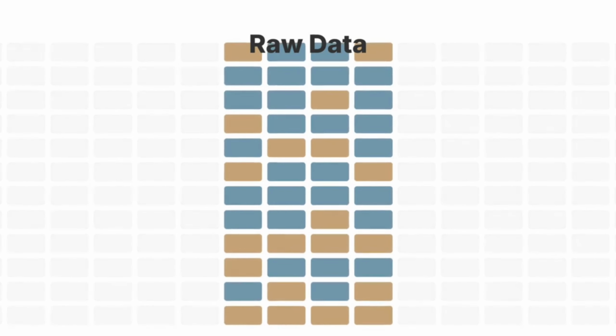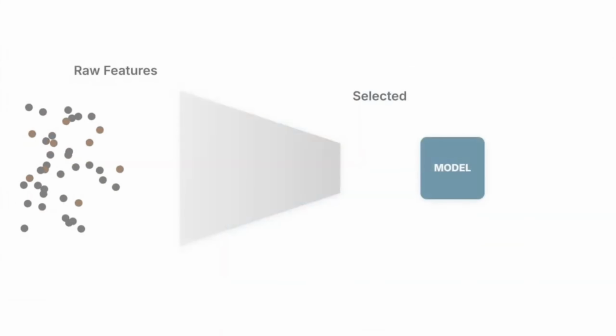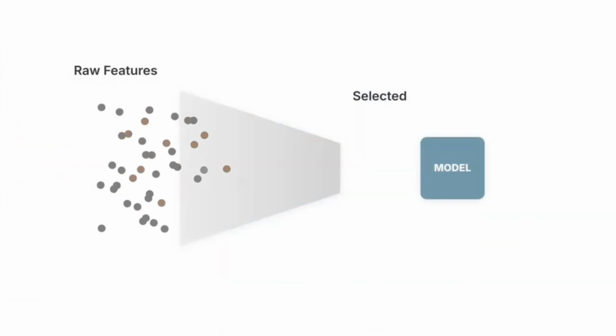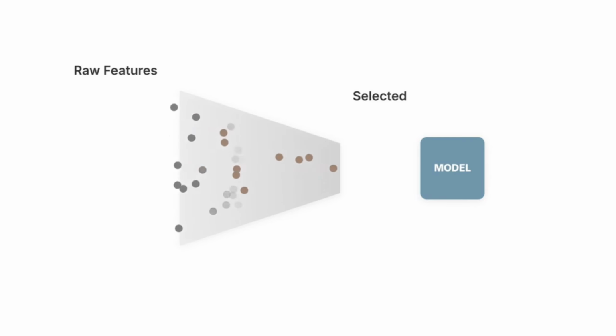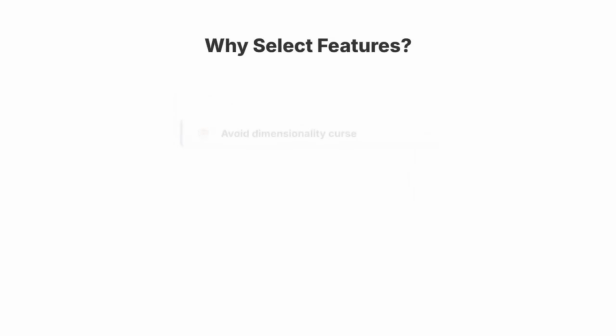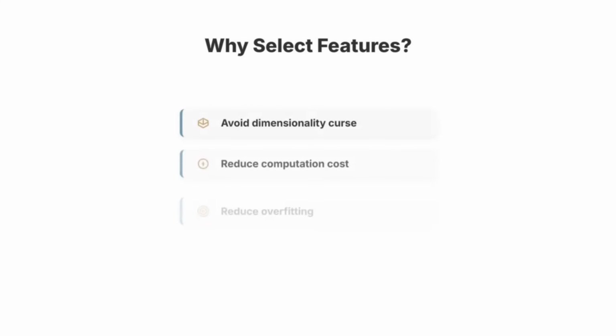That's where feature selection comes in. Instead of feeding every available column into the algorithm, we deliberately choose a smaller, smarter subset. We will start with uncovering 4 key reasons why feature selection matters.